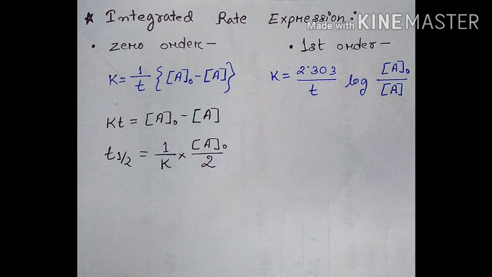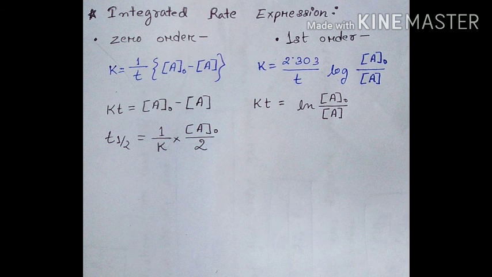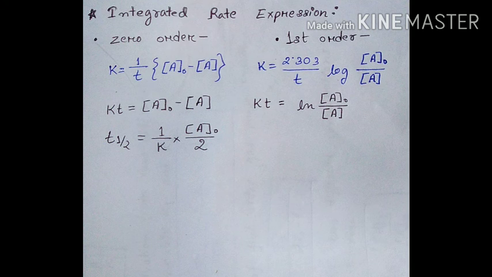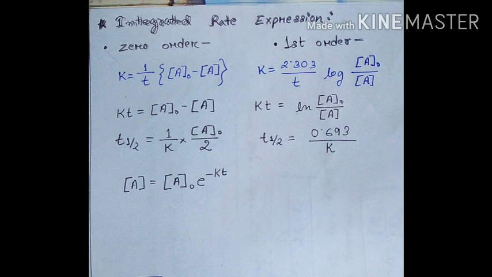Now let us compare this with the integrated rate expression for first order. K is 2.303 by t log A0 by A. We have simplified this expression to Kt is equal to ln A0 by A. So we have converted this confusing formula into a simpler one, Kt is equal to ln A0 by A. Here you should know that ln of anything is equal to 2.303 into log of that thing. Converting this formula into this simpler form, it also becomes easy for us to calculate the half-life period of first order reaction, which is 0.693 by K.